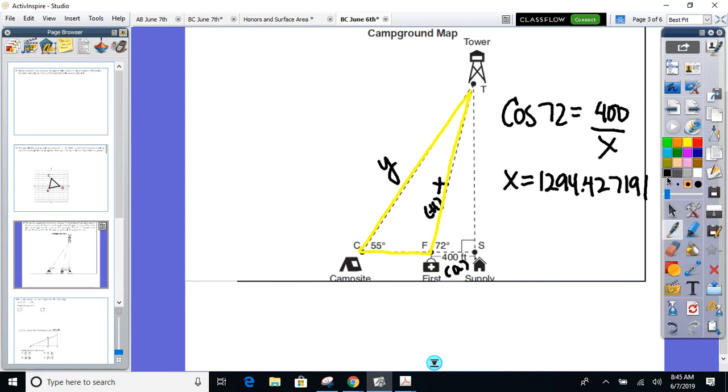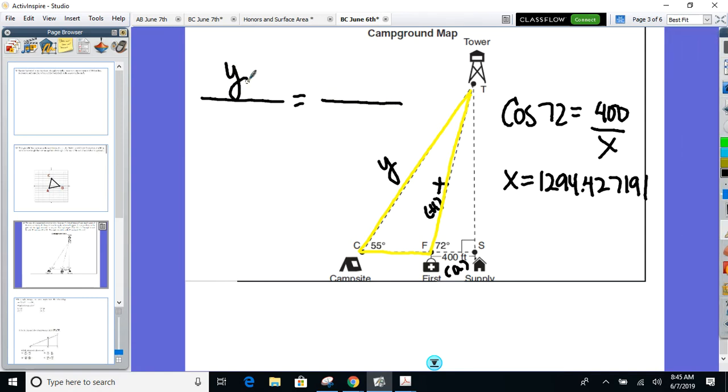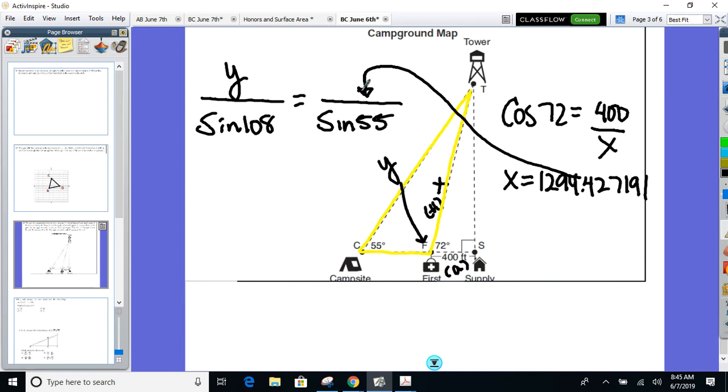So now I can use law of sines that says the following. Side y, the one I'm trying to find, across from that angle, which I can find pretty easily: subtract 72 from 180, we get 108. So that'll be the sine of 108 equals sine of 55, and that's across from this 1,294 that I just found. So that's the way to use law of sines on that problem. Good? Okay.